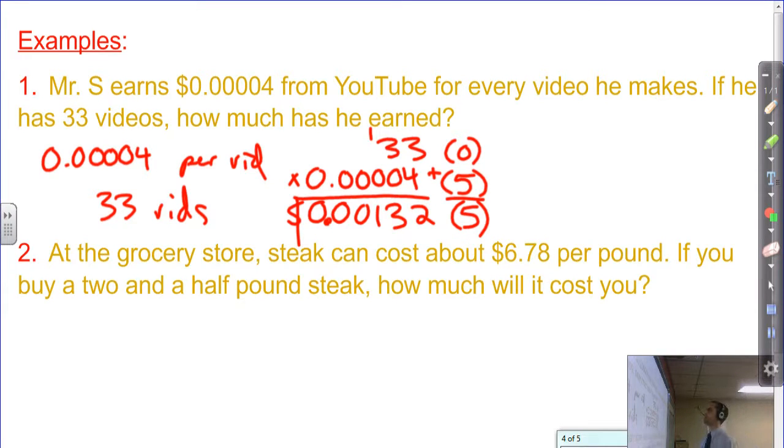And it's money. We're talking about money. So it's not even a cent yet. Not even close, really.